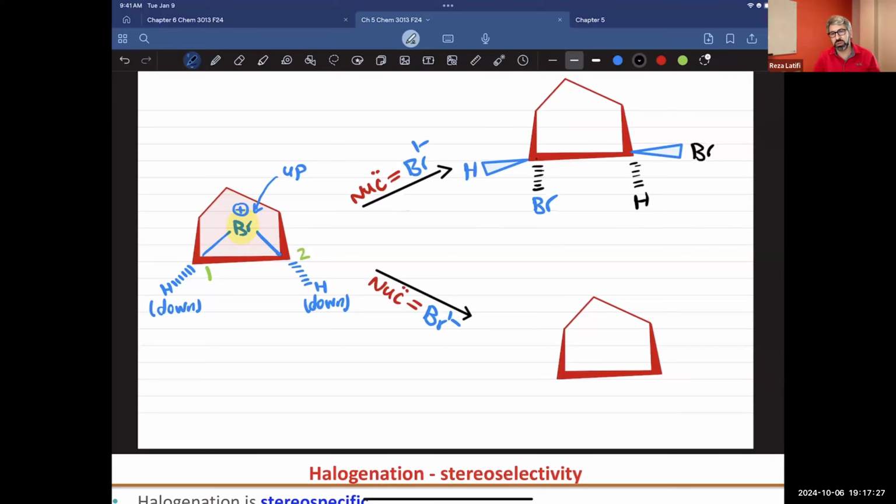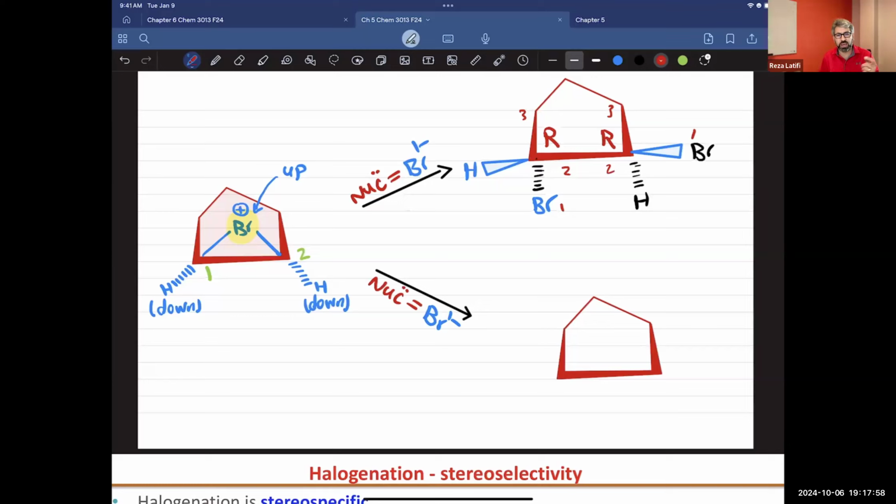Okay, now let's assign the configuration for it. This is going to be number 1, that's number 2, and this one is number 3. Where is hydrogen? In the back. So this is going to be our configuration. How about this one? This is going to be 1, here is going to be 2, and that one will be 3. So this is supposed to be S, but because we have hydrogen facing to us, it will be R. So I got R and R.